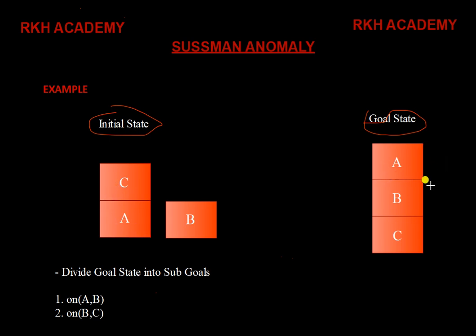Similarly, in the goal state we have three blocks A, B and C. C block is on the table, B block is on C, A block is on B. Now we will divide the goal state into two sub goals. One is A on B, second one is B on C.